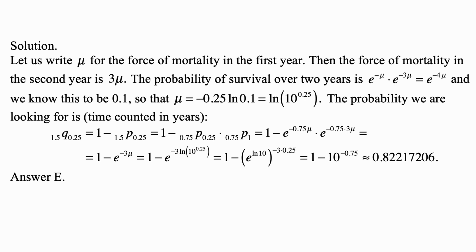That's equal to 1 minus, and then we can take this negative 3 actually to the power of 10 in the expression in the exponent. So the exponent would become ln of 10 to the power minus 3 times 0.25. And then we can write this as 1 minus e to the ln of 10 to the power minus 3 times 0.25. So this is 1 minus 10 to the negative 0.75. That's approximately 0.822172006, and that's answer E.